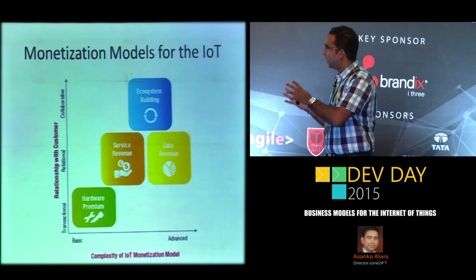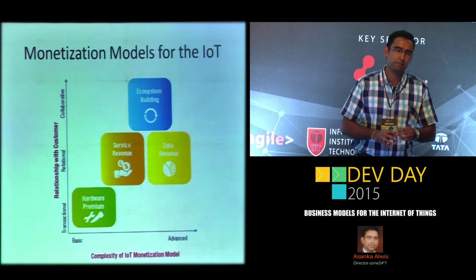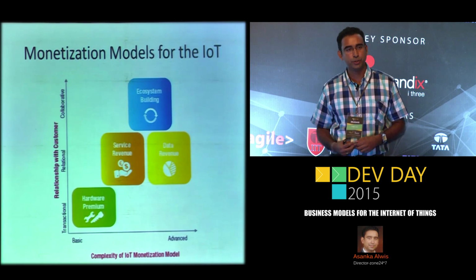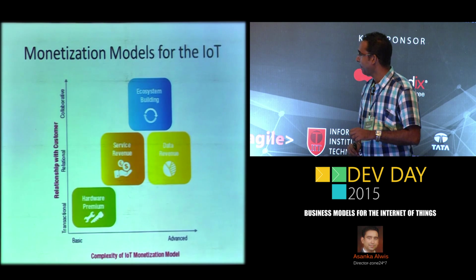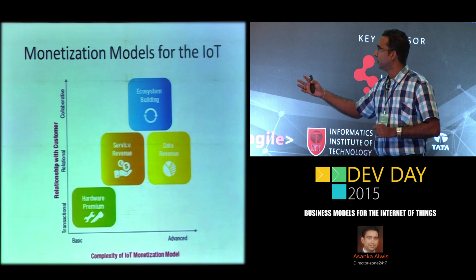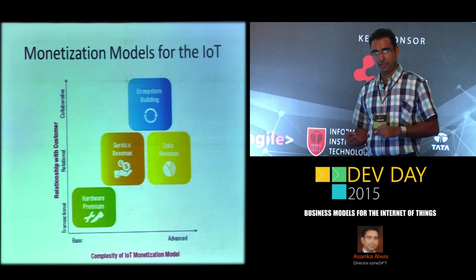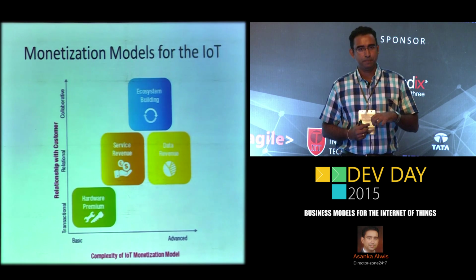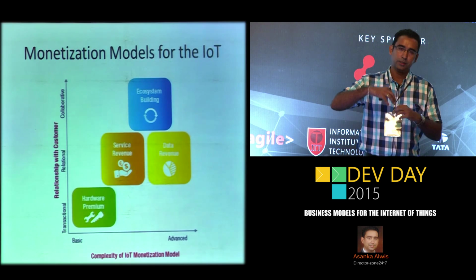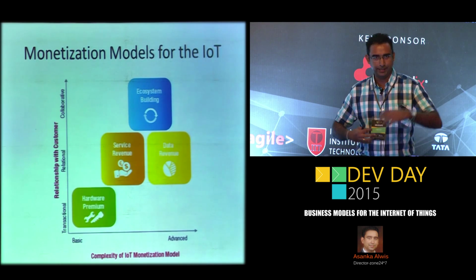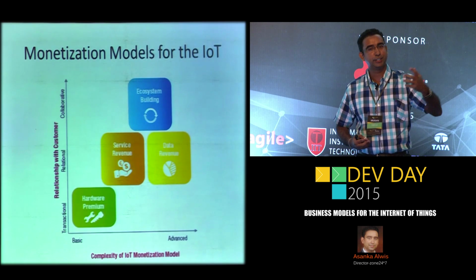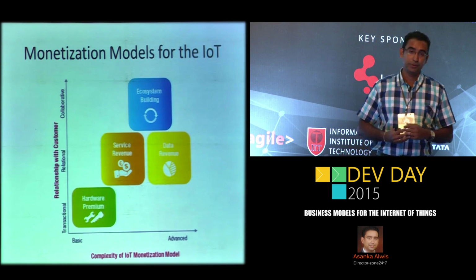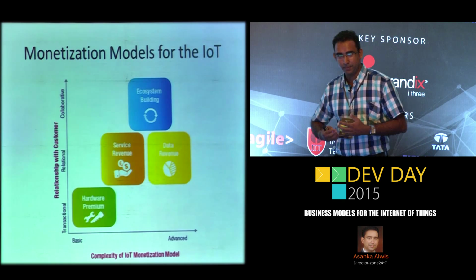These hardware premiums mostly come with a transaction, like you pay a certain amount and get those units, that's it. Then on top of it, we have the service revenue. Service revenue is using this hardware to provide different services, like giving weather conditions to your umbrella. And data revenue is where you collect the data and you sell it.